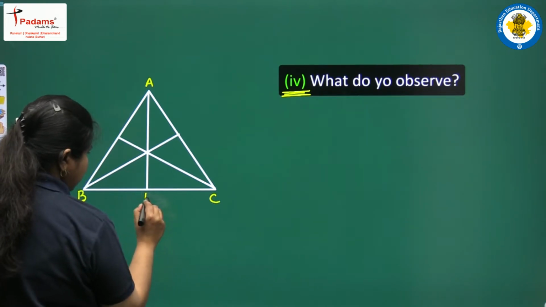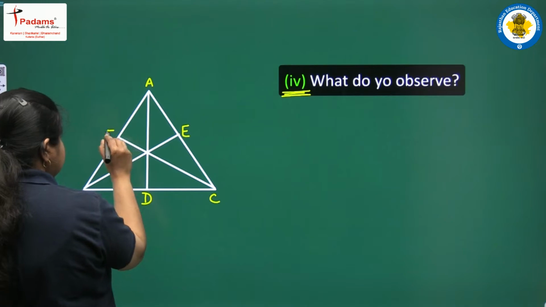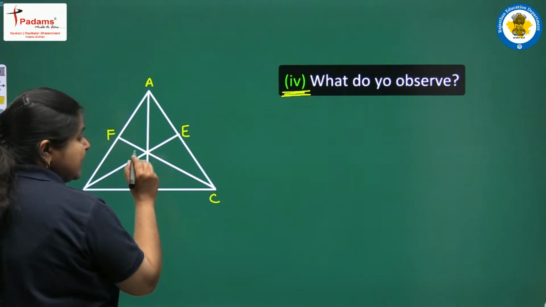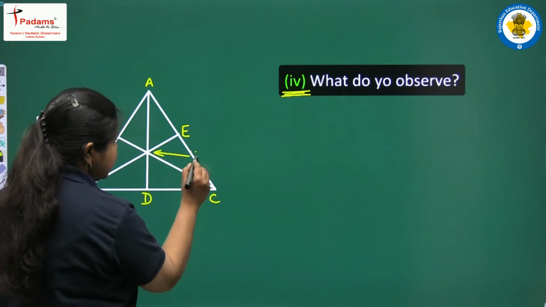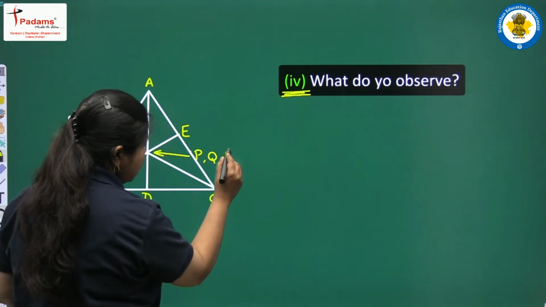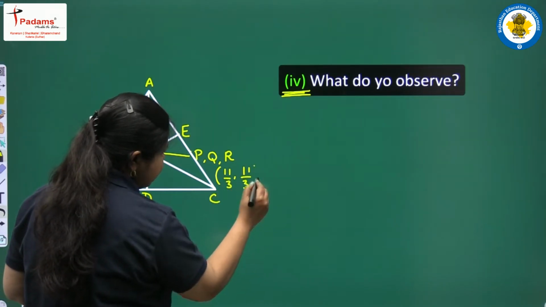ये हो गया आपका पॉइंट D, ये हो गया आपका E और ये हो गया F. और यहीं पर आपका पॉइंट P भी था, Q भी था और R भी था. तीनों पॉइंट्स यहीं पर थे, P, Q और R. और तीनों के ही केस में 11/3 कोऑर्डिनेट्स मिल रहे थे.